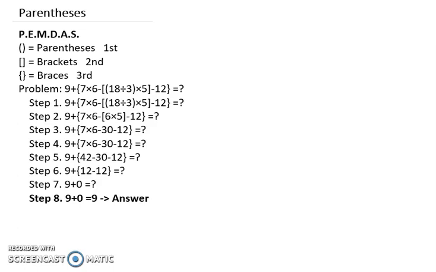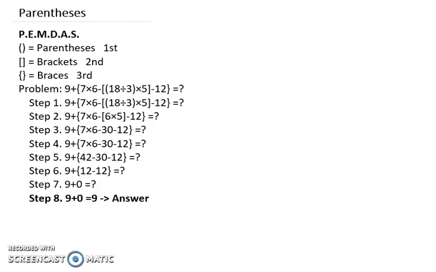Just in case you're a little lost. After you do 7 times 6, which is 42, you have to subtract 30 and then subtract 12. Now you can see that there's only subtraction left in the braces. Because there's only subtraction left, you work from left to right. 42 minus 30 equals 12, and 12 minus 12 is 0. So 9 plus 0 is 9. So 9 is the final answer.